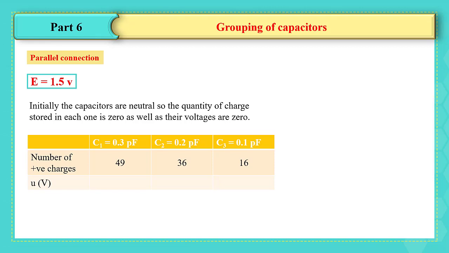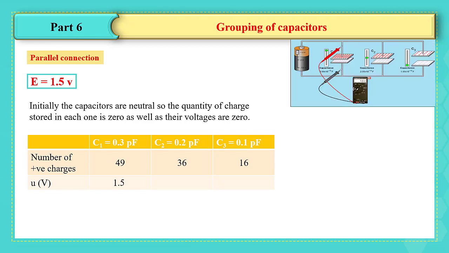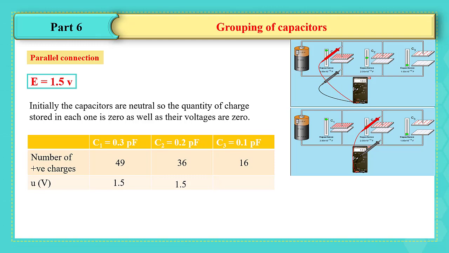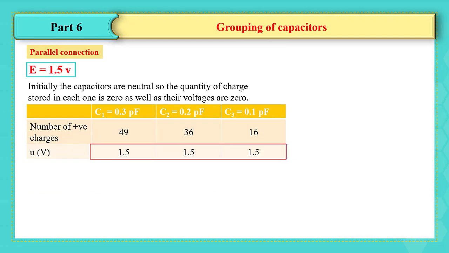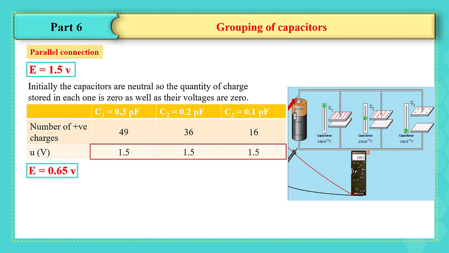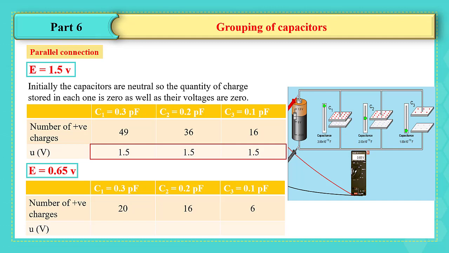If we want to find the voltage across each capacitor using the voltmeter, for C1, C2 and C3, we notice that they all have the same voltage, which is equal to 1.5. By decreasing the voltage of the battery to 0.65 volts, we notice that the number of positive charges accumulating on the plates are different, which are 20, 16, and 6, whereas the voltage of these three capacitors, which are connected in parallel, is equal and it is equal to 0.65 volts.